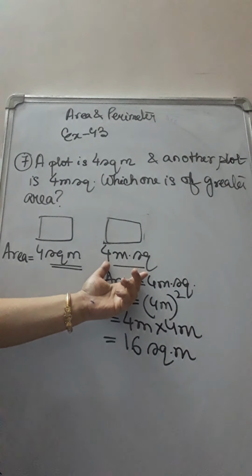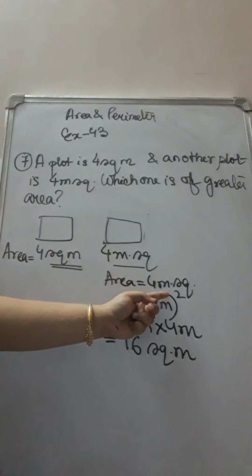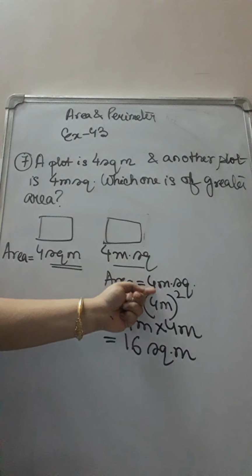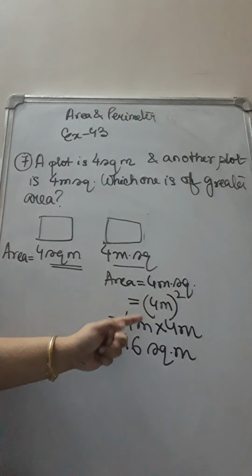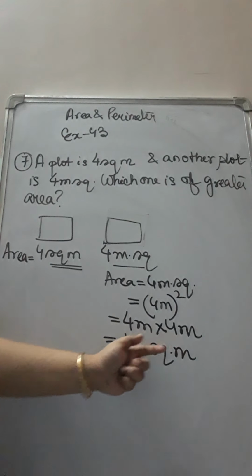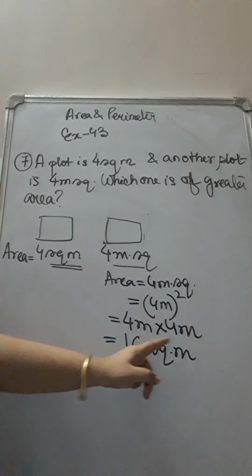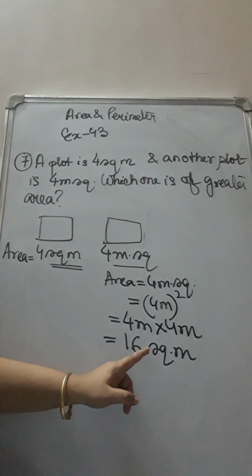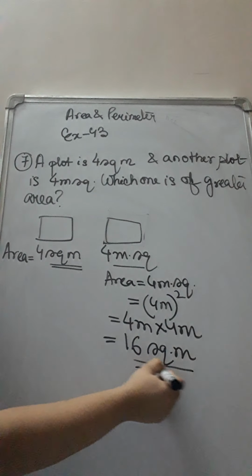Now when we convert 4 meters square, how do we do that? Area is measured as 4 meters square. 4 meters square means 4 meter whole square. And then you know square means multiplying 2 times. And now if you multiply, it will give you 4 fours are 16. Meter into meter gives you square meters. So now you have converted to similar units.